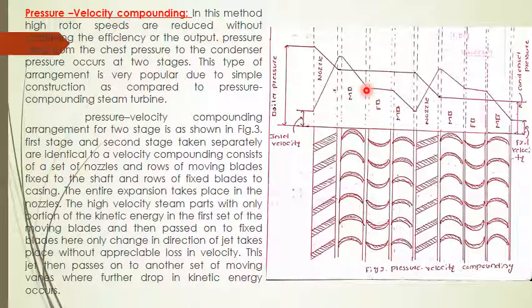Again after the moving blade, steam passes over a set of fixed blades. In the fixed blades the velocity is constant; this fixed blade just directs the steam to another set of moving blades, and in this moving blade again we know that the pressure is constant but the velocity is decreased. After this stage, another same stage follows beside it. So this type of arrangement we call pressure velocity compounding turbines.